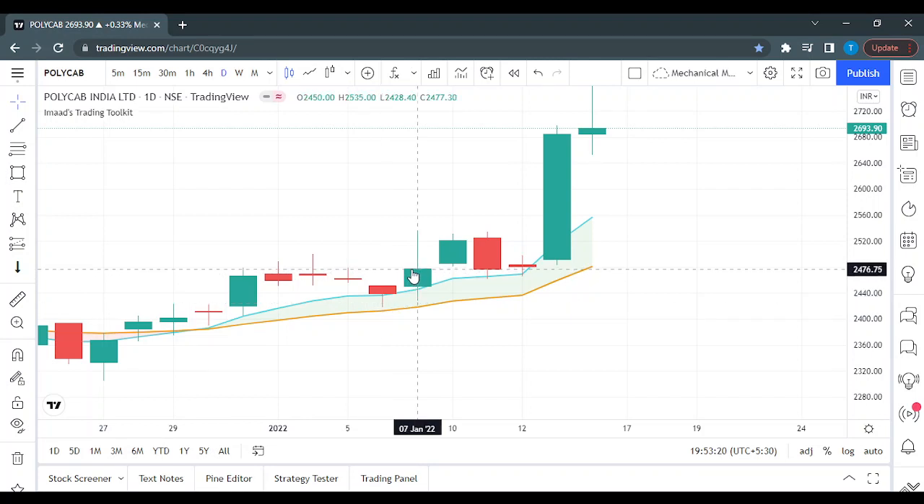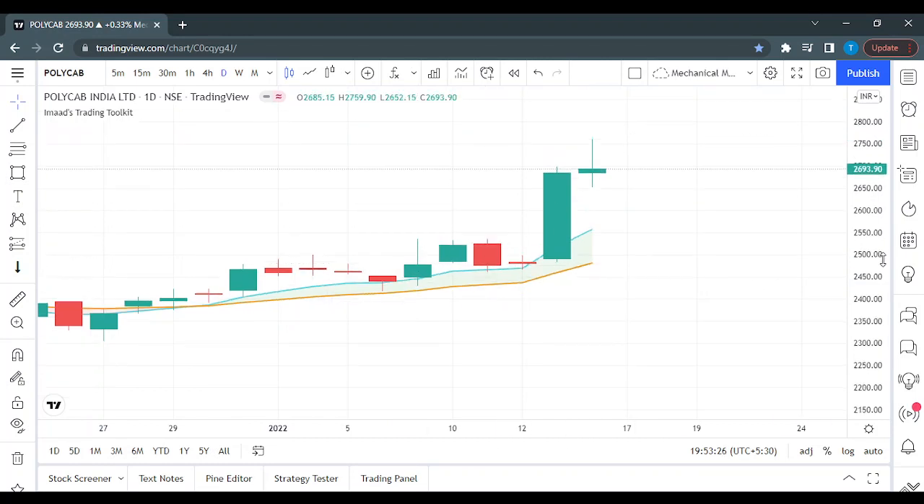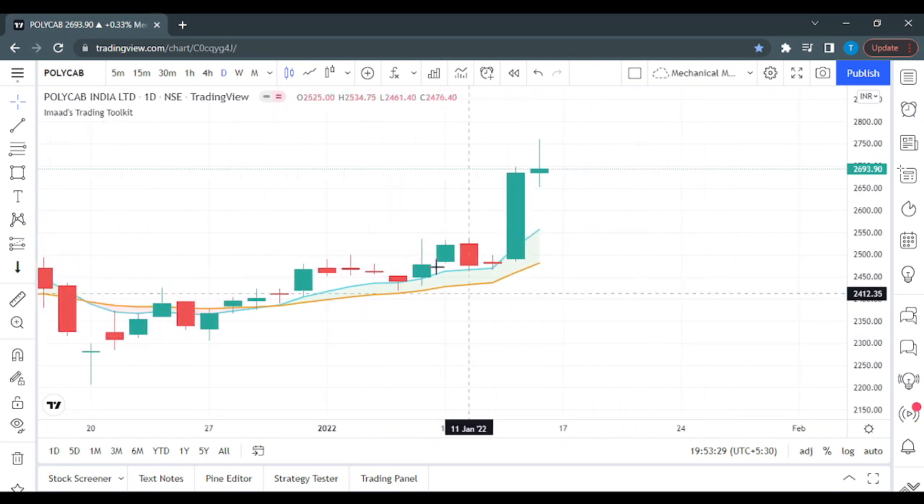Now once this pullback failure has been established, we know that the stock is comfortably determined to go in the ongoing trending direction, which is the bullish direction. So we take our entry here.